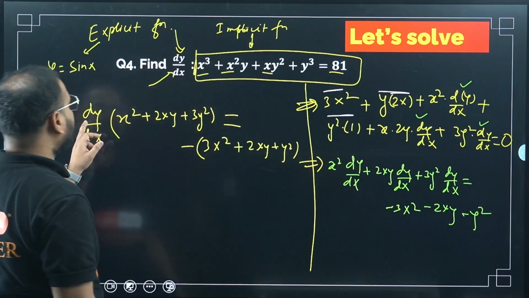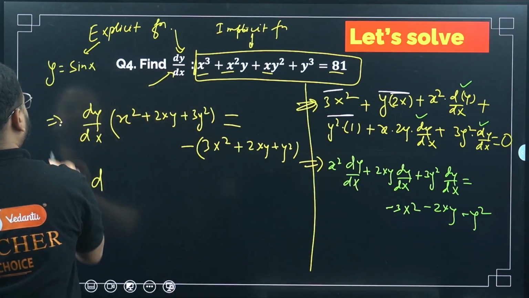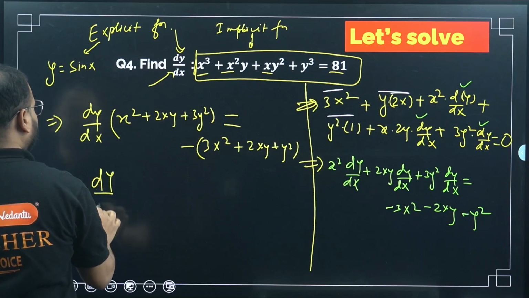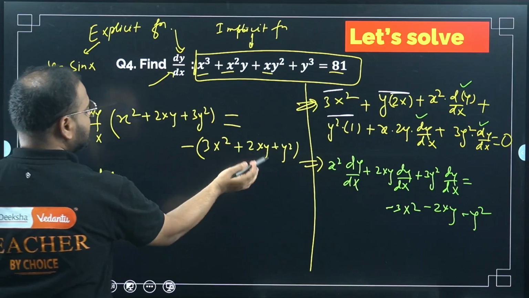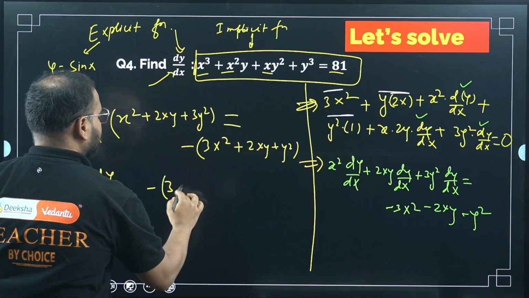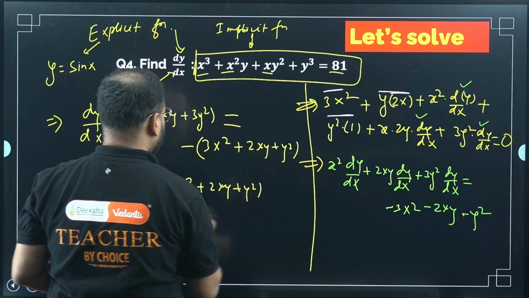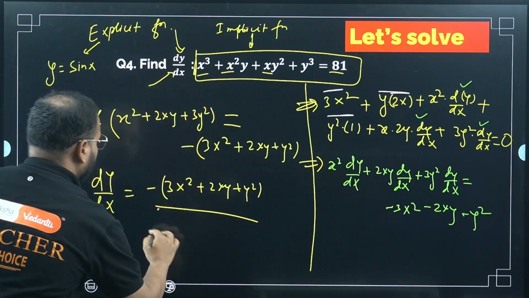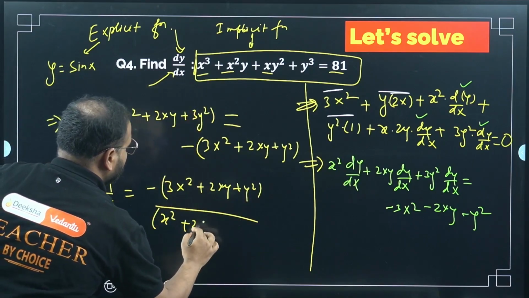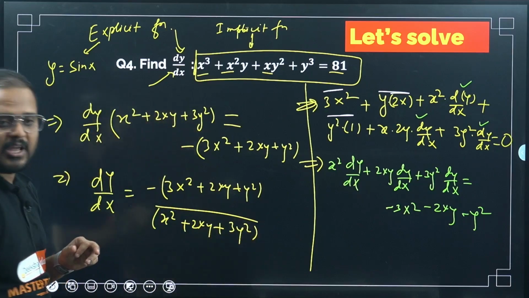I want to find the value of dy by dx. This was the second step, this is my third step, this is my fourth step. Dy by dx will be what? Simply this by this, because this is in multiplication. So it will become 3x square plus 2xy plus y square upon this whole thing. How much is that? X square plus 2xy plus 3y square. I hope this is clear.